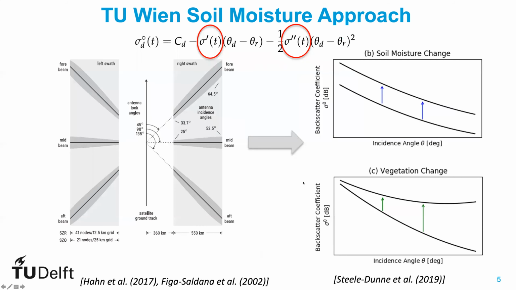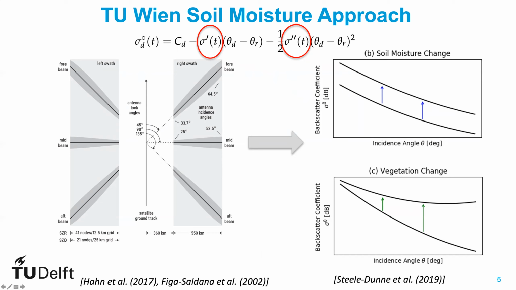The parameters required to estimate the dry reference, the slope, and the curvature are calculated using ASCAT's unique viewing geometry. ASCAT has 3 antennas on each side at 45 degrees, 90 degrees, and 135 degrees to the satellite track. We can use those to characterize the incidence angle dependence of backscatter.